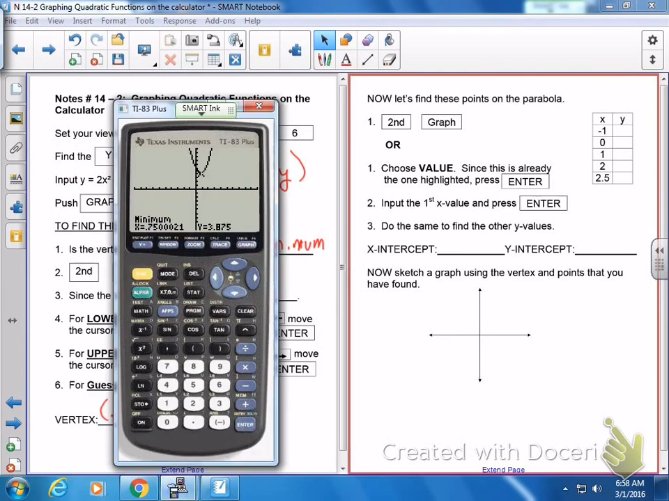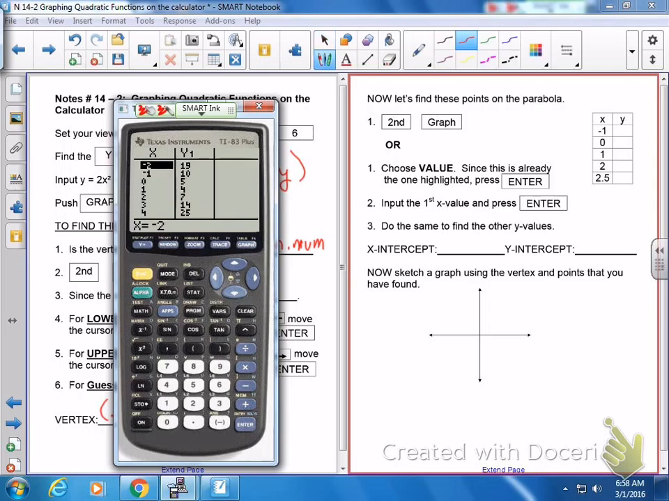Now this is still talking about the same graph, but we're going to find a few more things about it. The first thing I want to do is fill out the table. So the way you can do this, there's really 2 ways. You can hit second graph. That's a pretty easy way because now it shows me my x values and my y values. I can see that at -1, y is 10. At 0, it's 5. At 1, it's 4. And at 2, it's 7.